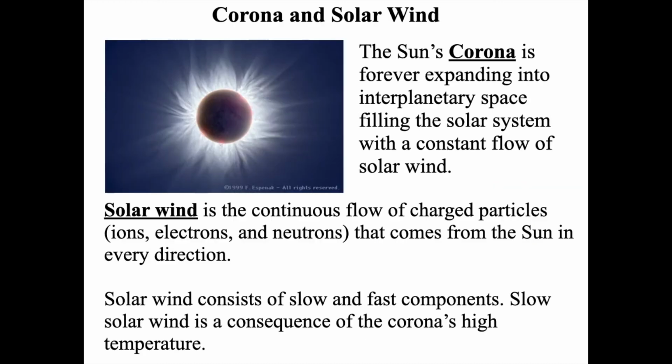Here we have the corona, which we said is this glow around the sun, so it's not technically a layer. The sun's corona, we said, can be seen during a solar eclipse, and it's believed that it is forever expanding, and this is going to lead to solar winds. Now, what are solar winds? This is a continuous flow of particles, ions, electrons, neutrons, that's released from the sun. And these solar winds consist of slow and fast components.